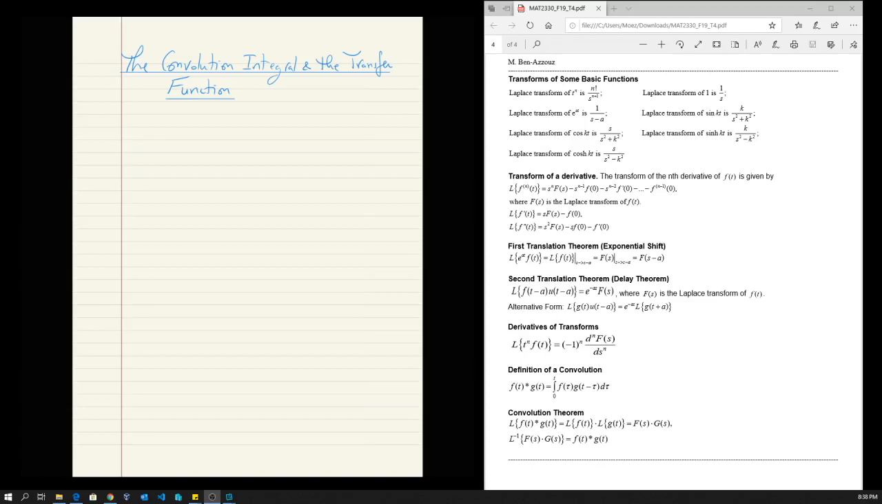Hello everyone, welcome to the final video in a series on Laplace transforms. We pretty much covered all the important topics on Laplace transforms with the exception of one very powerful topic, which is the convolution. We need to define what a convolution of two functions is, and the definition involves an integral, so we're going to learn about the convolution integral. And we're also going to take a look at a very powerful theorem called the convolution theorem.